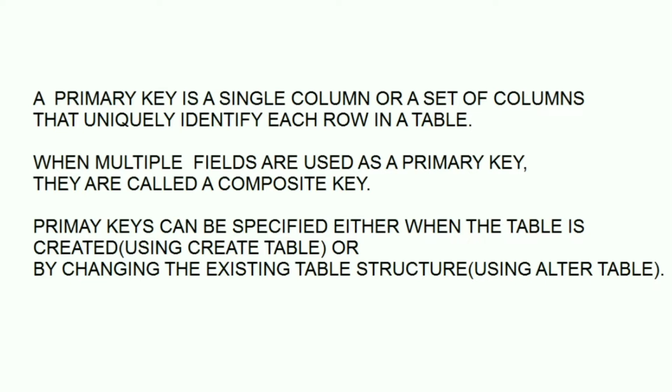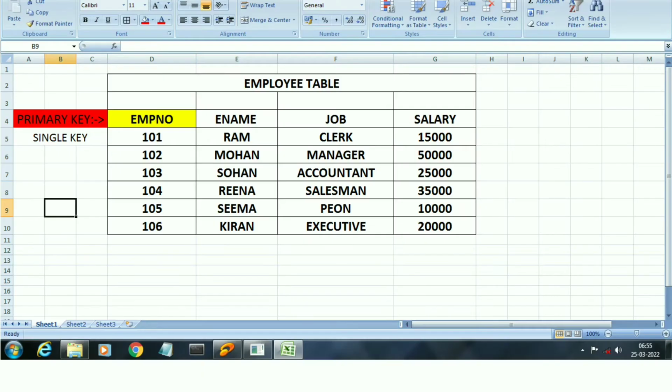It means we can declare primary key at the creation time of the table, or after the creation of table we can change the structure of table and add primary key. Primary key is used to identify unique row in a table. In this employee table, you can see that employee number is a unique key where all the values are unique. So employee number can be used as a primary key to identify each and every row.